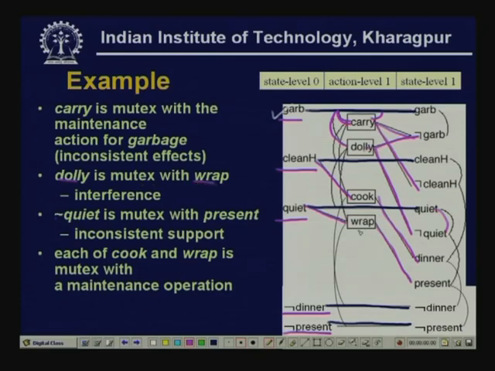Dolly is mutex with wrap because wrap requires quiet and Dolly has an effect not quiet. This is an example of interference. Dolly has effect not quiet, wrap requires quiet. So, Dolly and wrap cannot occur together.